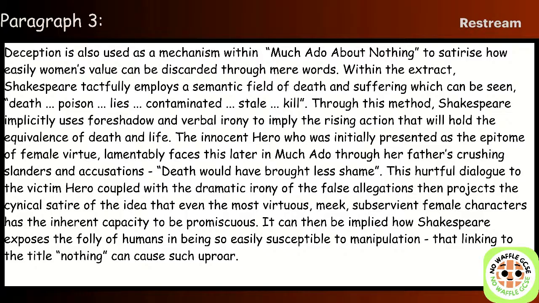Okay. Now, it can then be implied how Shakespeare exposes the folly of humans. So this is how we're linking it to the folly. He's ridiculing the behaviors of people. And just a point to link to that, which is quite interesting actually, that's another reason why Shakespeare sets a lot of his most famous plays in other countries. Of course, it's tropical and that helps make the romantic mood and setting.